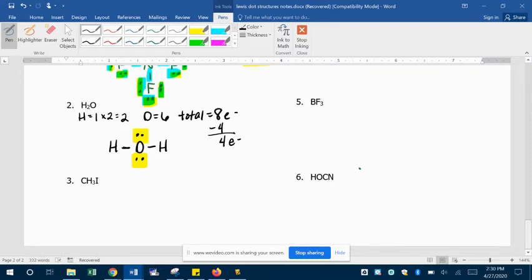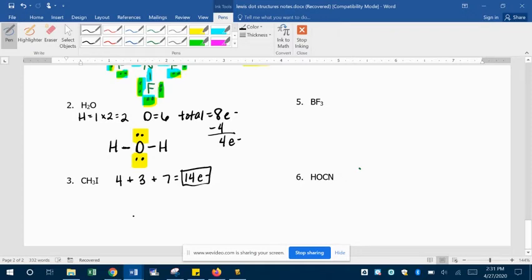All right, let's try one a little bit more complicated, CH3I. Carbon has 4 valence electrons. Hydrogen has 1, but there's 3 of them, so that would give me a total of 3. And iodine is a halogen, so it has 7. So this would give me 14 total electrons to work with.